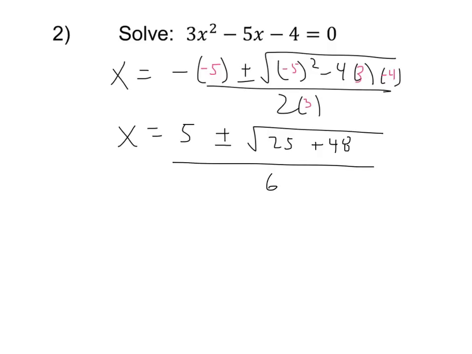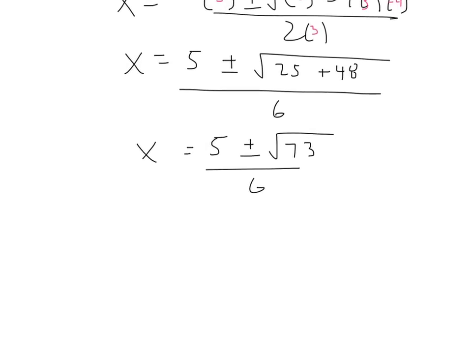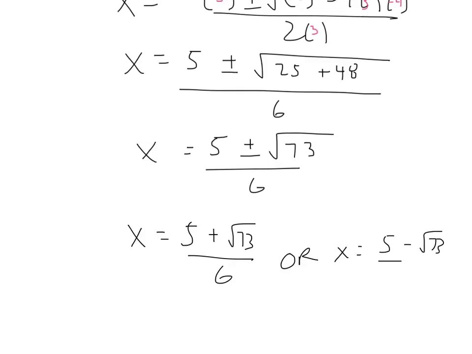Divided by 6. Okay, so we end up with this, 5 plus or minus the square root of 73 all over 6. Okay, and again, make sure you understand that this means 5 plus the square root of 73 over 6, or x could be equal to 5 minus the square root of 73 over 6.